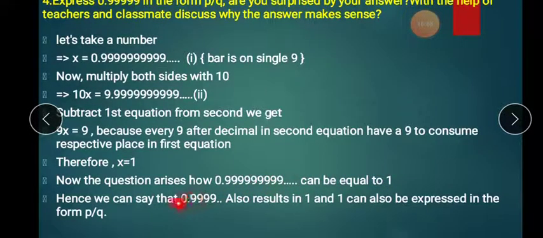Now see, the approximate value of 0.99 is 1. That means if we do rounding off to the next number, we will get 1. So whether you write 0.99 or you write 1, both are the same. So this is the conclusion.